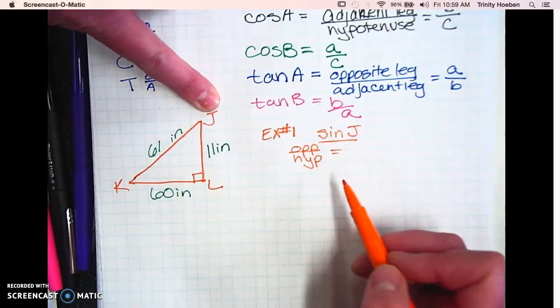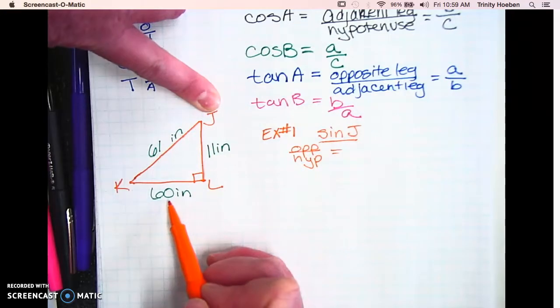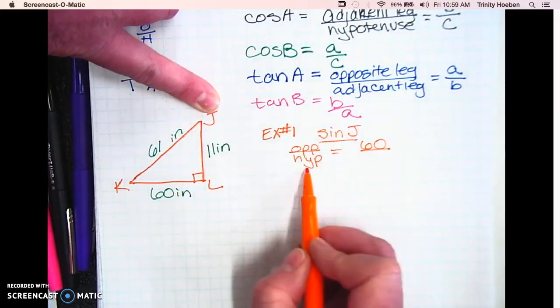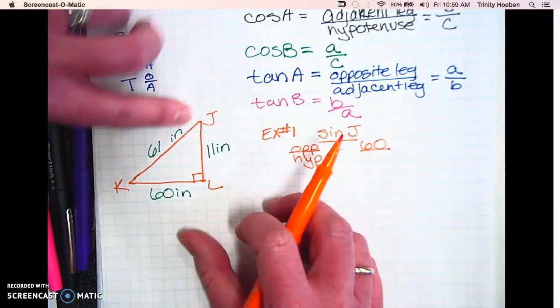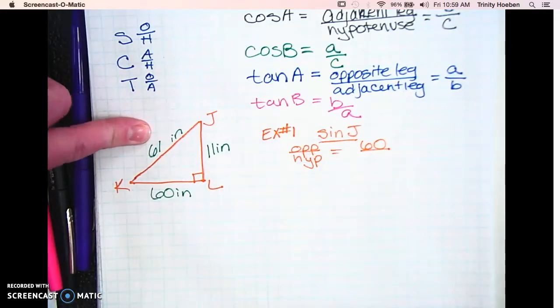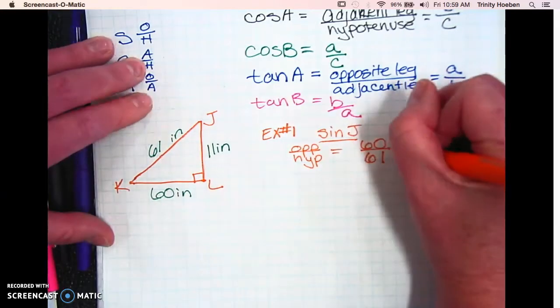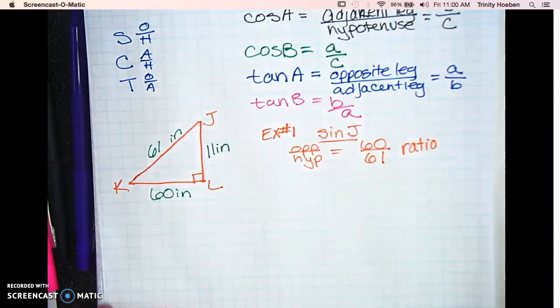So here, you put your finger at J, and you'll go, okay, opposite angle J is what number? 60. So you fill in 60. And then the denominator, or the other part of the ratio, should be the hypotenuse. And you come over to the hypotenuse, and you get that number. What is that number? 61. Okay? That is called your ratio. So if they say, what is the ratio of the sine of J? That's your answer. It's pretty easy, right?